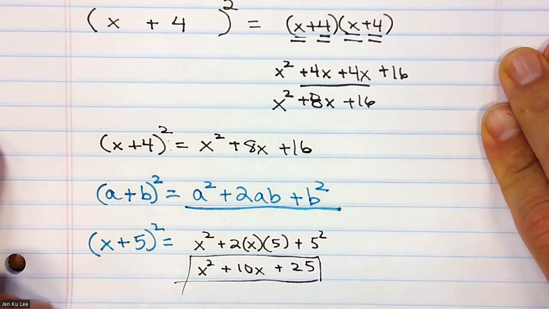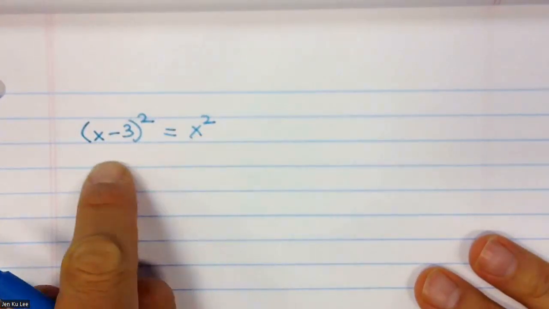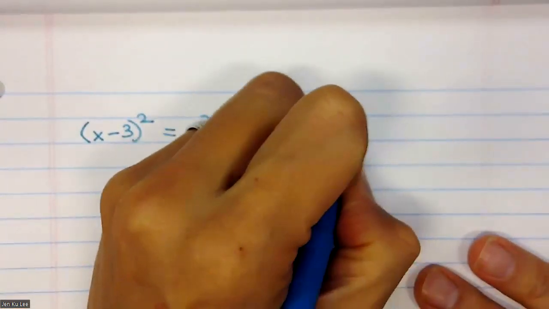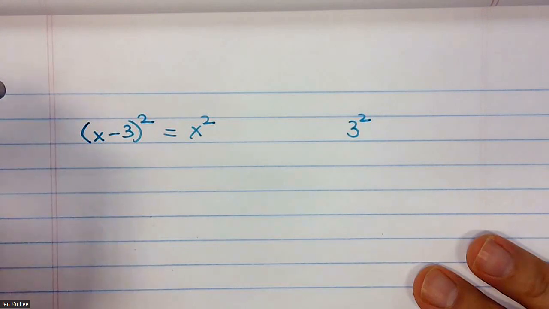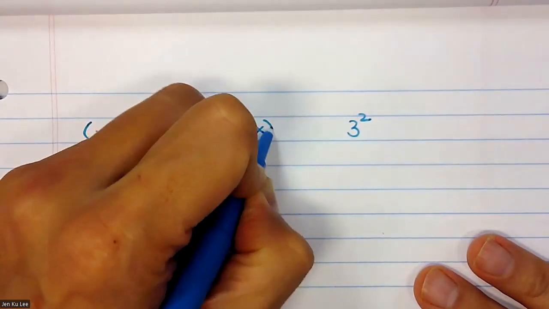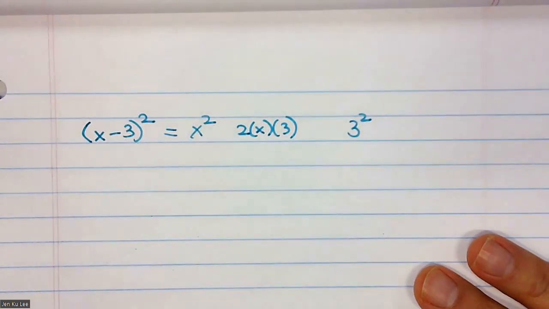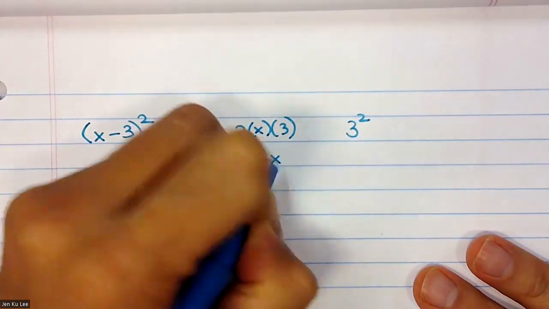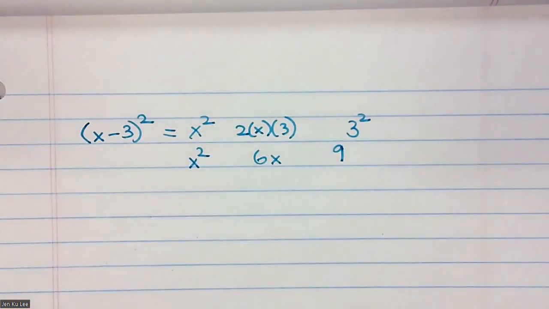All right. So my second special product is a lot like the first one. X minus 3 quantity squared. That breaks out to be x squared, same thing, right? Square the first term, square the second term, put it in the back. And the middle term is going to be 2 times x times 3, right? 2ab. So that's x squared, 6x, and 3 squared is 9.